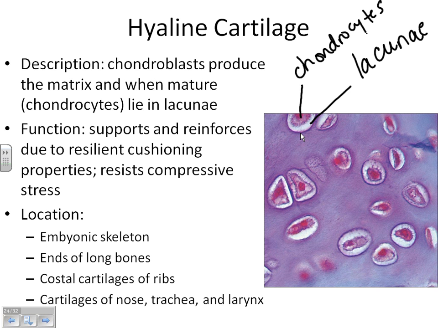Hyaline cartilage is the most common type of cartilage. Okay? It's really good for providing some cushion. It's not too hard. It's not too soft. You're going to see hyaline cartilage when we go over the skeletal system because the end of every long bone in your body has hyaline cartilage on it. Okay? You also have hyaline cartilage in your ribs, end of your nose, as well as in the trachea and the larynx.